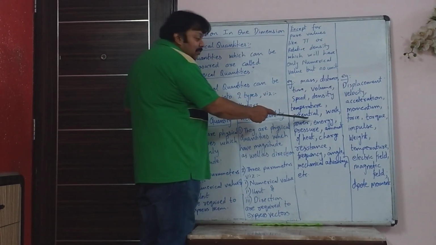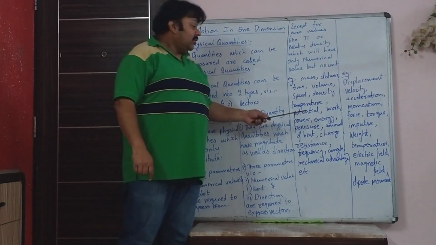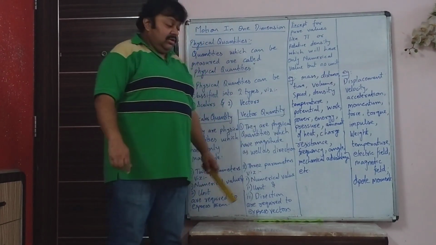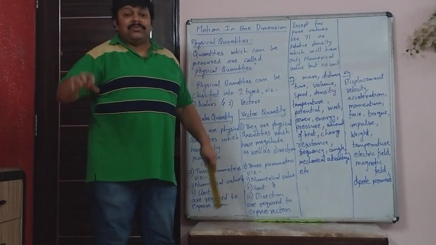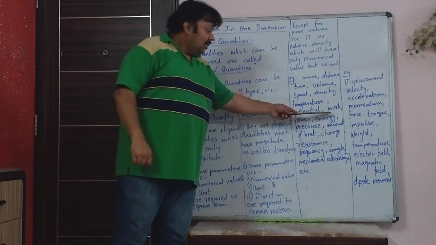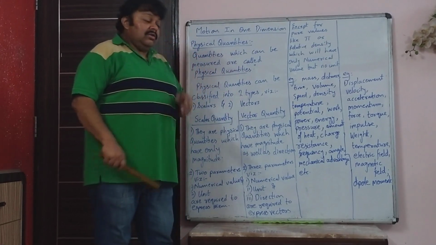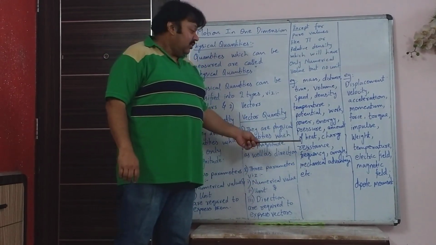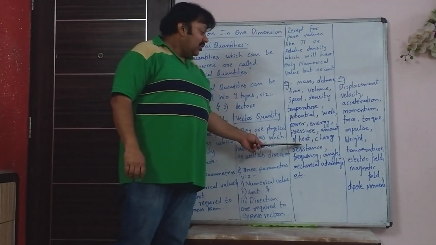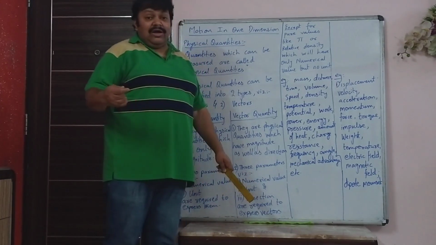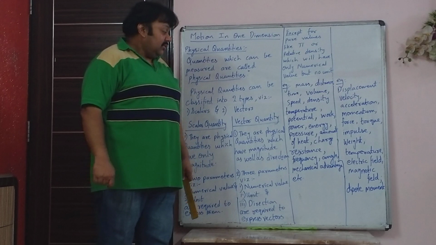Temperature, potential. Potential, you have come across potential difference in current electricity chapter. Work, power, energy. Work, power, energy is an entire chapter you will do in standard 10. All the three of those quantities, work, power and energy, are scalar quantities. They do not take direction into consideration. Then you have pressure, amount of heat, then charge. Charge again you have come across in the electricity, current electricity topic.